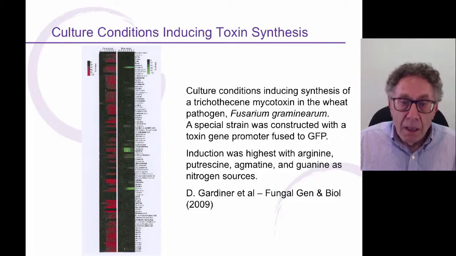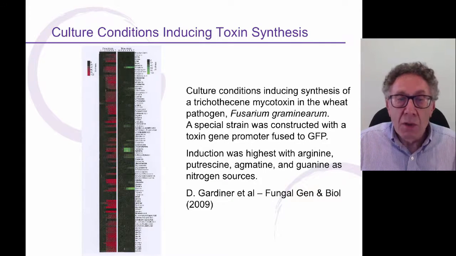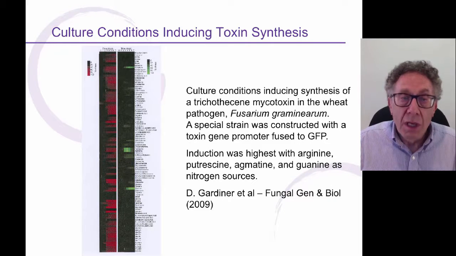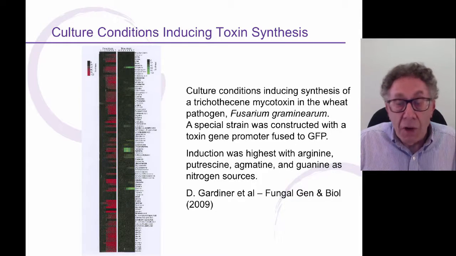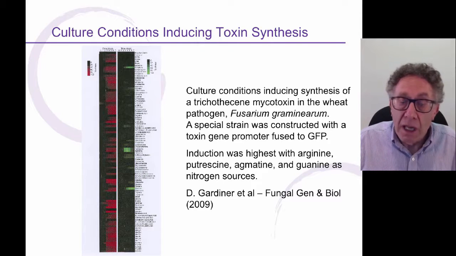And also quite exciting is the use of the phenotyping technology to determine conditions that turn on toxin production by pathogenic microorganisms. The first breakthrough here was made by Gardner and colleagues in Australia. They were working on a fungal pathogen called Fusarium graminearum, which produces a mycotoxin that kills wheat. So agriculturally, this is a very important fungus and very bad for agriculture.